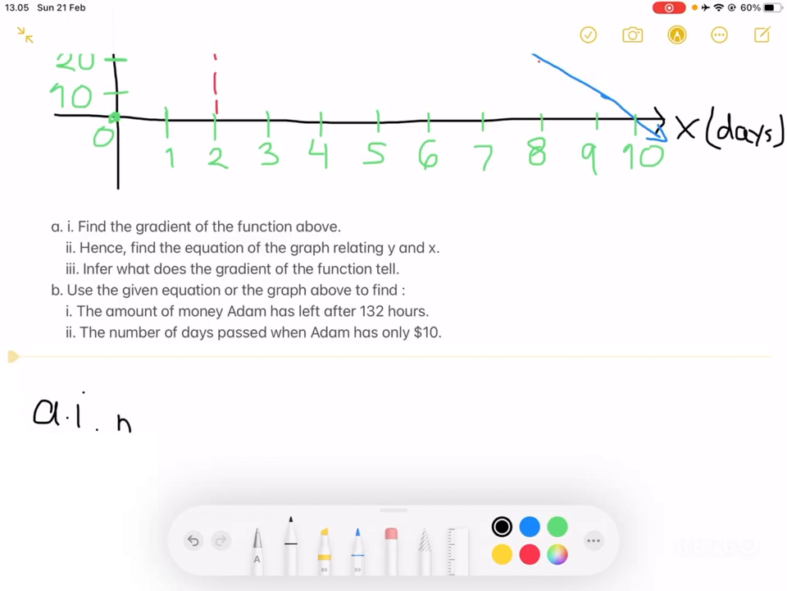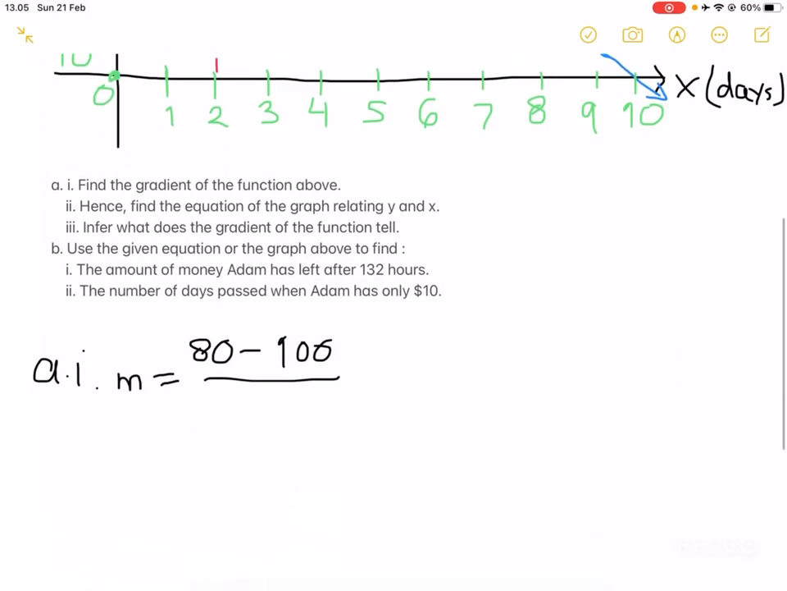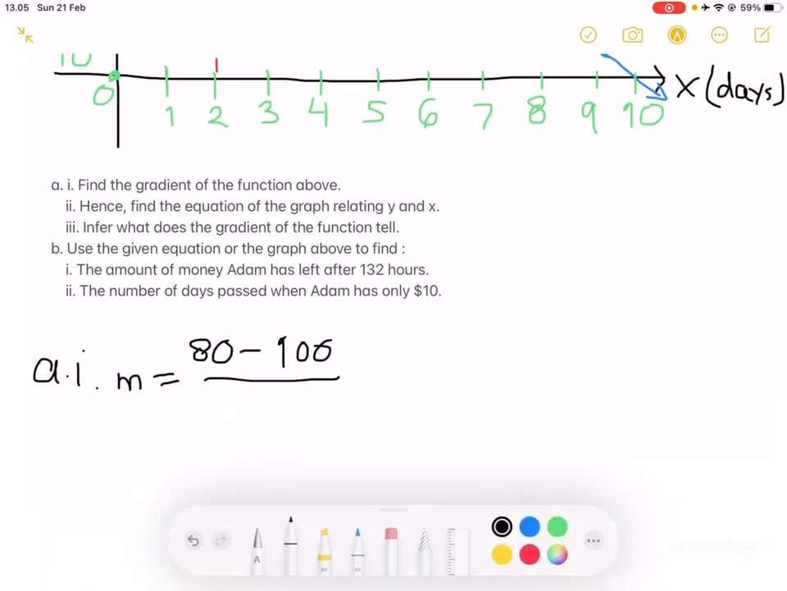So the gradient of the line is pretty simple, and it's just the following right here. I have 80 minus 100 all over 2 minus 0. And this will tell us that the gradient is -10.